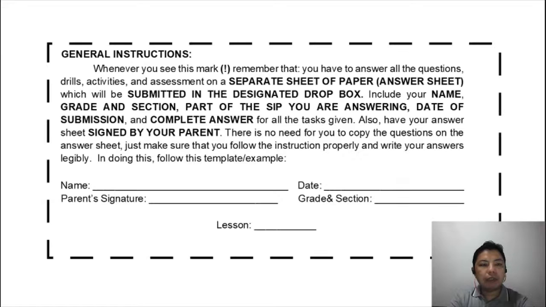Before we start, let's read first the general instructions in answering your modules. Whenever you see this mark, remember that you have to answer all the questions, drills, activities, and assessment on a separate sheet of paper, which will be submitted in the designated drop boxes on your assigned barangay. Include your name, grade, and section, part of the SIP you are answering, date of submission, and complete answer for all the tasks given. Also have your answer sheet signed by your parents. Remember, there is no need for you to copy the questions on the answer sheet. Just make sure that you follow the instructions properly and write your answers legibly. In doing this, follow this template example.